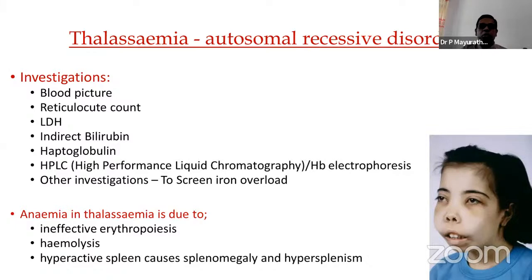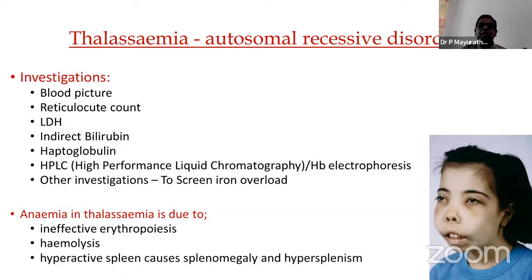Very sorry, even though the question is about a male, this is the image of a female. You know, because of the extramedullary hematopoiesis, they can have dysmorphic features on the face. You can see bossing of the forehead and also prominent maxilla and so many other features.